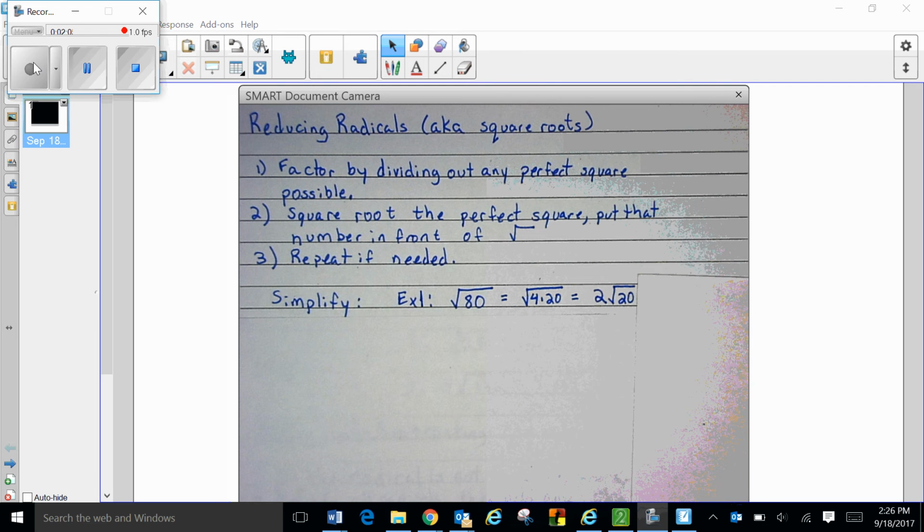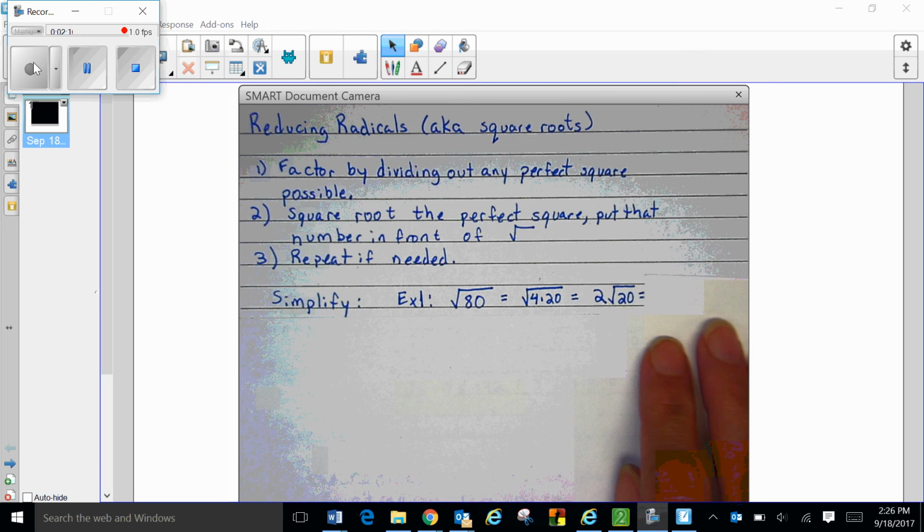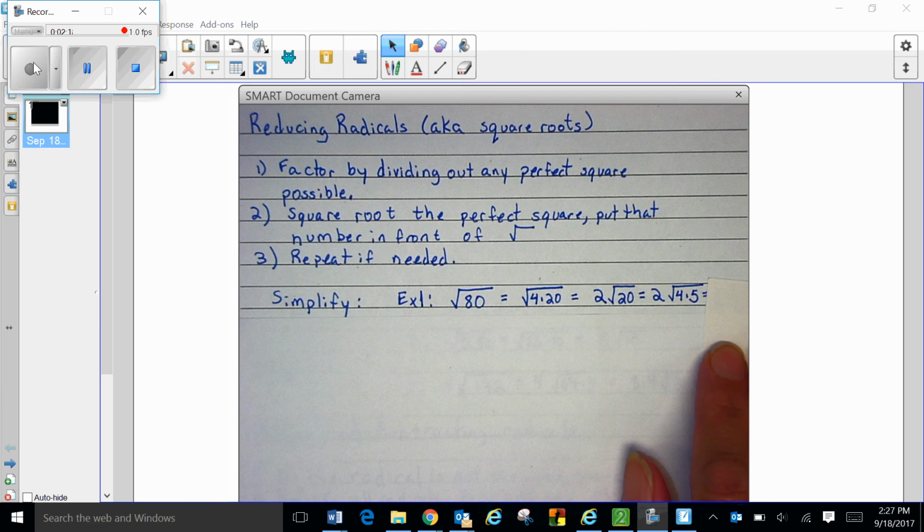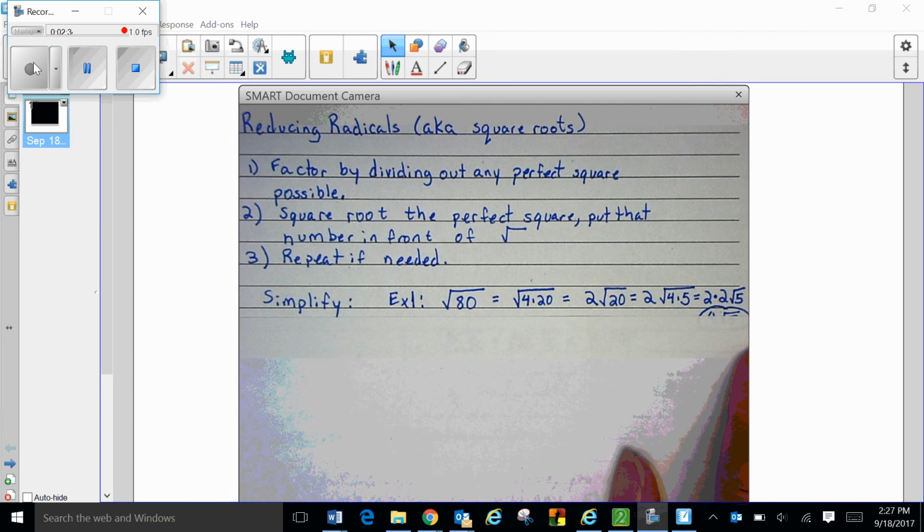20 can be rewritten as 4 times 5. So I rewrote the 20 as 4 times 5. Again, I'll have to square root 4. So I've got the 2 that I originally had. And then when I square root 4, I get another 2. And I still have the square root of 5. So 2 times 2 is 4. And then I get square root of 5 along with it.